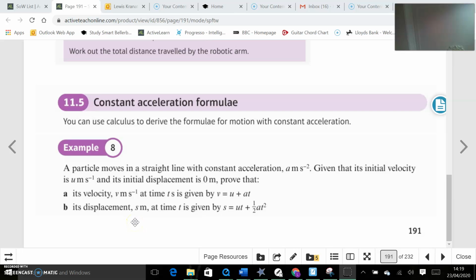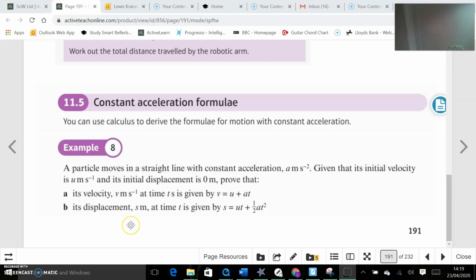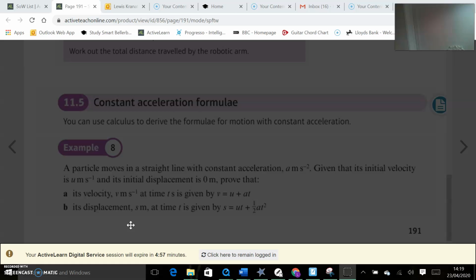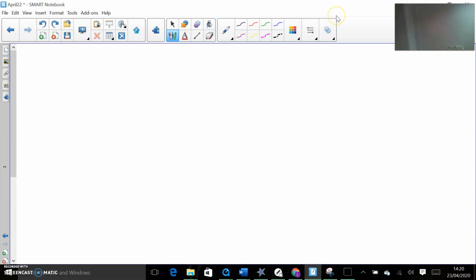Okay, this is a quick video which is going to cover section 11.5 on page 191 of the Statistics and Mechanics book, and it is basically deriving the Suvat equations from the definition of acceleration. We're going to derive the five Suvat equations.